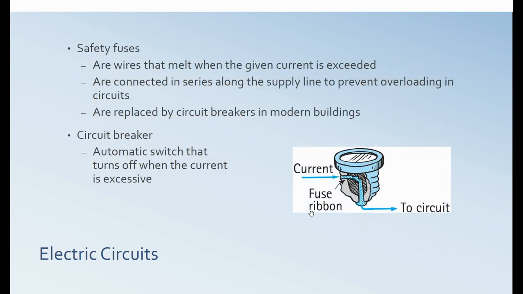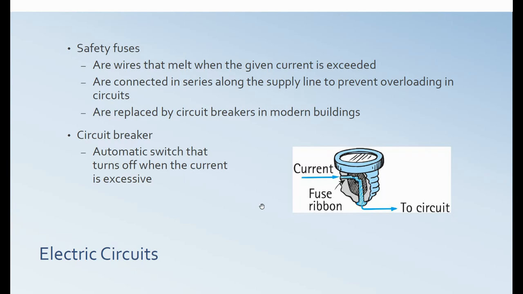Safety fuses are a device in the circuit that will prevent more current than the wires can handle from being pulled into the circuit. They can be connected in series along the supply line, and in older houses you might have seen a circuit box with these kinds of glass fuses. These fuses screw into the supply line, and they have a ribbon of metal, and if more current is pulled through that circuit and through the fuse, then it will melt this fuse ribbon and the circuit is broken, and you have to go back down and replace the fuse.